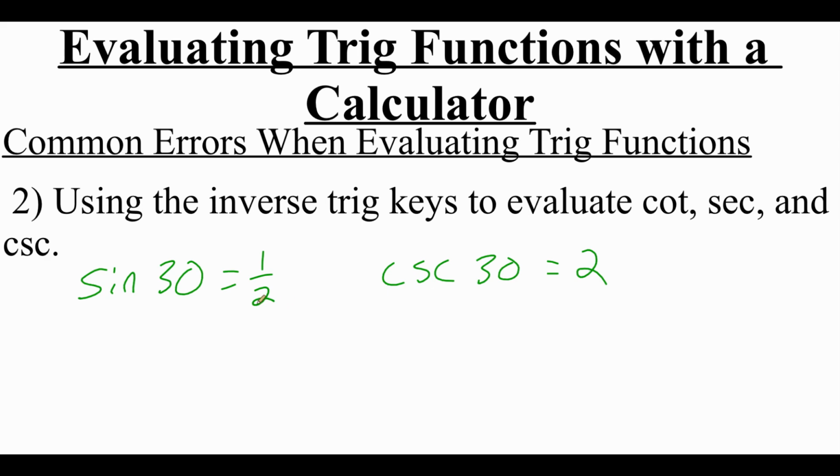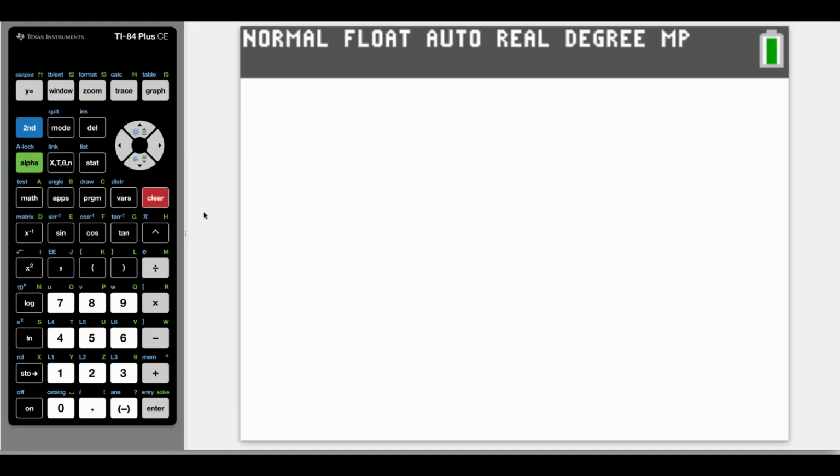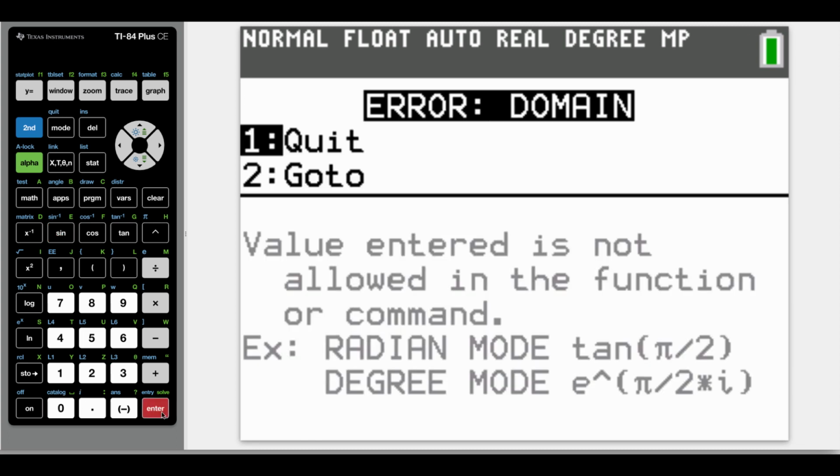So if I go over to my calculator, we sometimes see a -1 power used to represent the reciprocal of something. And if I look directly above the sine button, there's a sine with a -1 power on there. But that does not mean the reciprocal of the sine. When you put a -1 power on a function, that means the inverse of that function. So if I try to hit that sine with a -1 power on it and type in my 30-degree angle, I get a domain error.